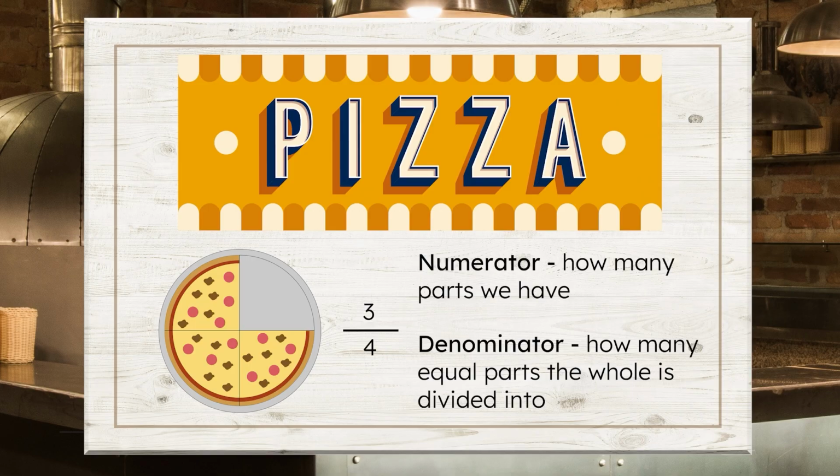Naming numbers as fractions is a shorter way to communicate the amount. What fraction represents how much of the pizza is missing? There's 1 slice missing out of 4, or 1/4 of the pizza missing.